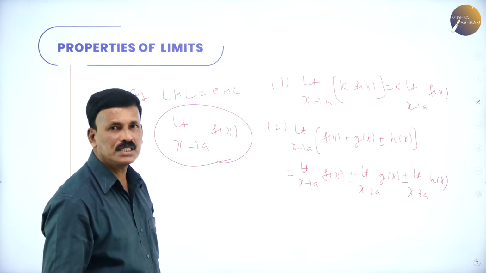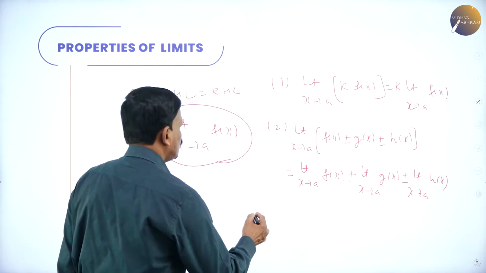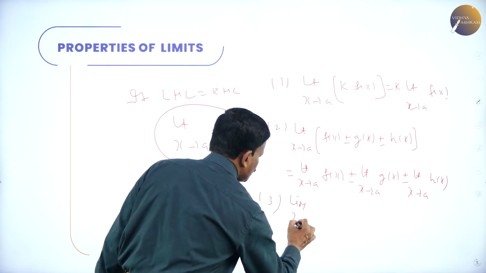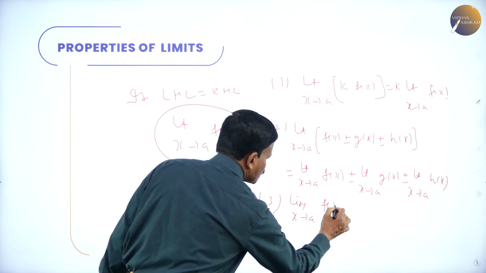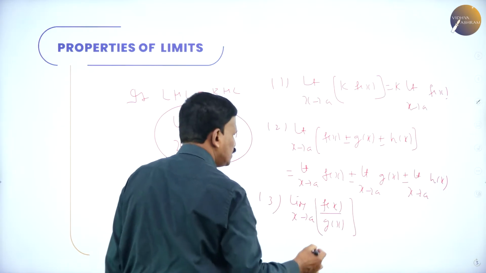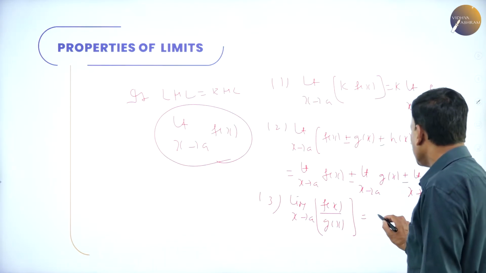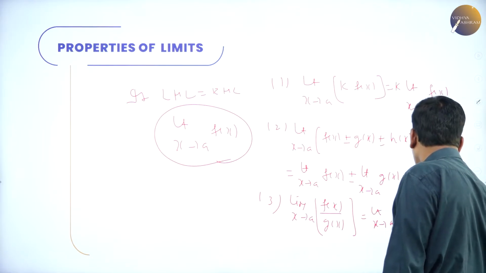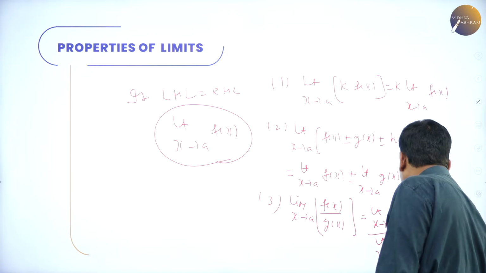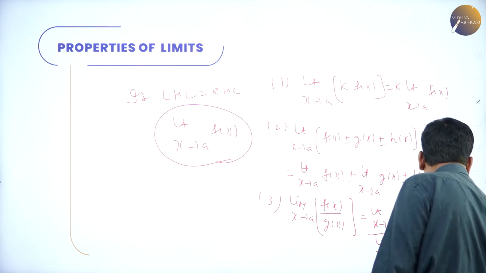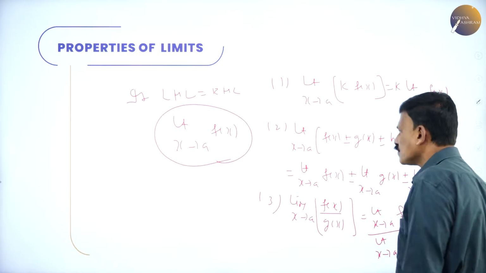If it is negative, then it is minus. Now, the third one, if it is a quotient, limit x tends to a of f of x divided by g of x, numerator divided by the denominator. You can apply the limit separately for the numerator and denominator: limit x tends to a of f of x divided by limit x tends to a of g of x, provided g of x is not equal to 0.